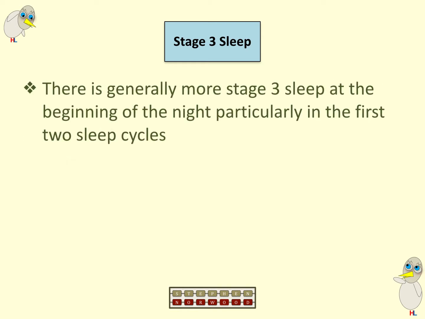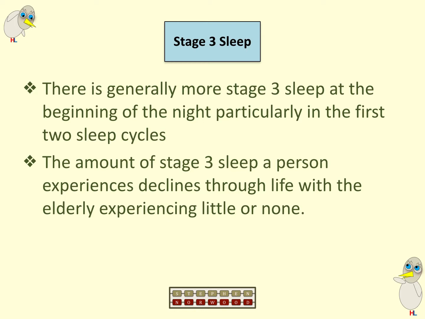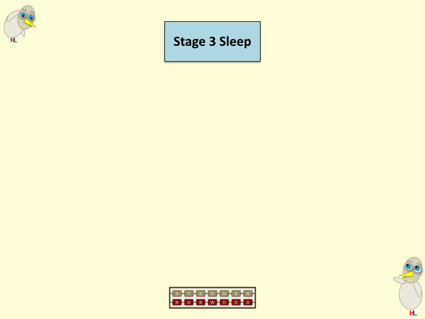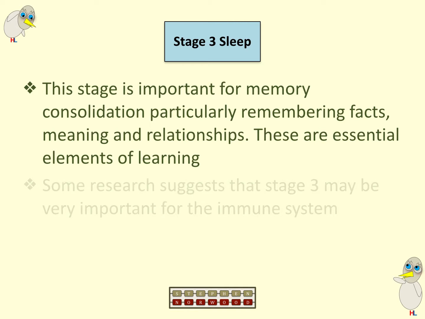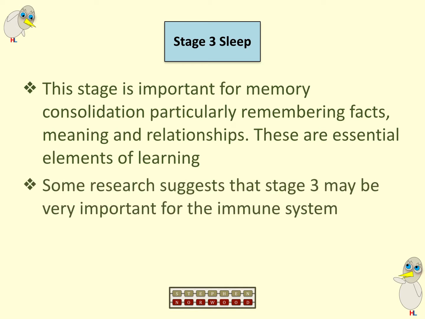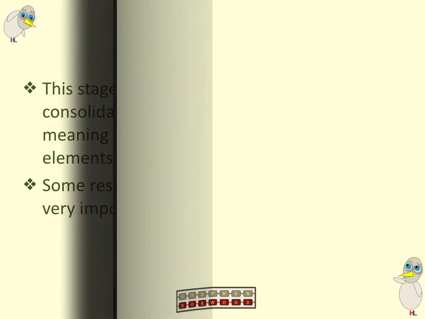There is generally more stage 3 sleep at the beginning of the night, particularly in the first 2 sleep cycles. The amount of stage 3 sleep a person experiences declines through life, with the elderly experiencing little or none. This stage is important for memory consolidation, particularly remembering facts, meaning and relationships. These are essential elements of learning. Some research suggests that stage 3 may also be very important for the immune system.